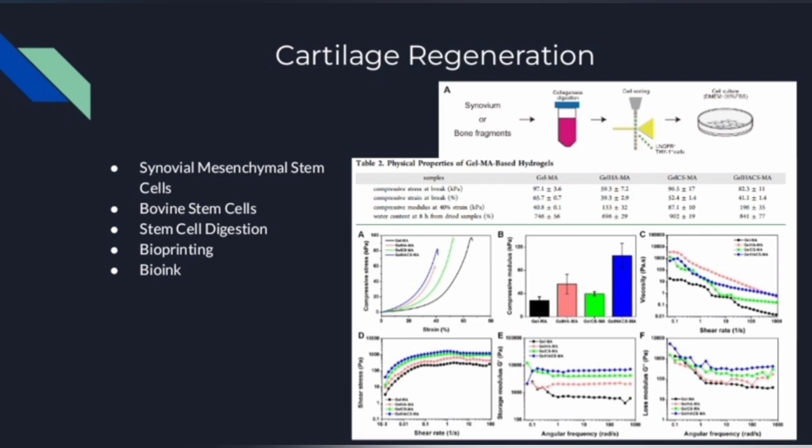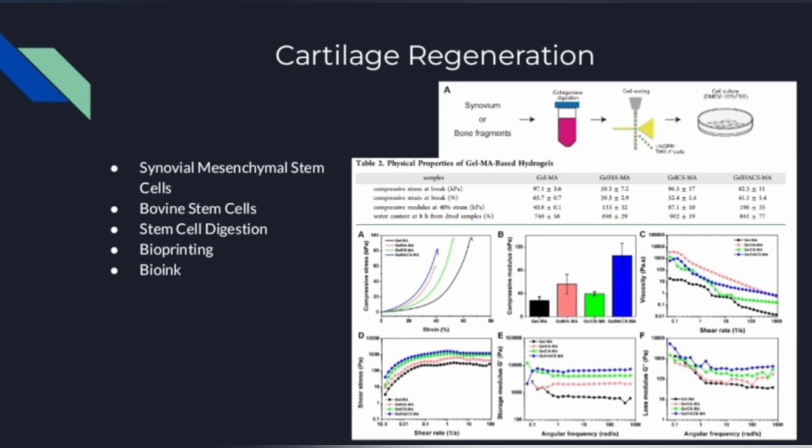It is found that synovial mesenchymal stem cells have a better ability to differentiate between tissues than bovine stem cells do. And for that reason, for the remainder of this article, we will focus primarily on synovial mesenchymal stem cells. Synovial mesenchymal stem cells have a great potential for regenerating cartilage, and for that reason, implantation methods are then further researched.